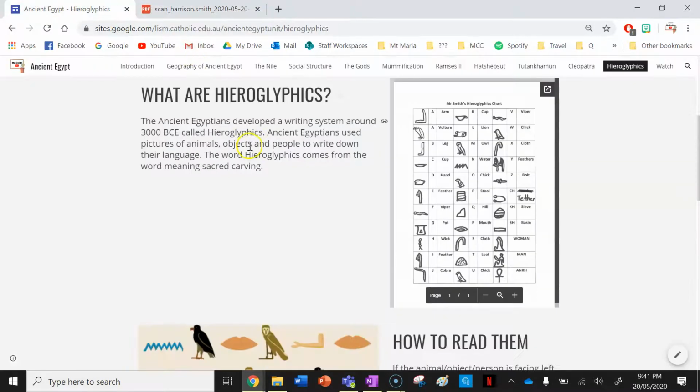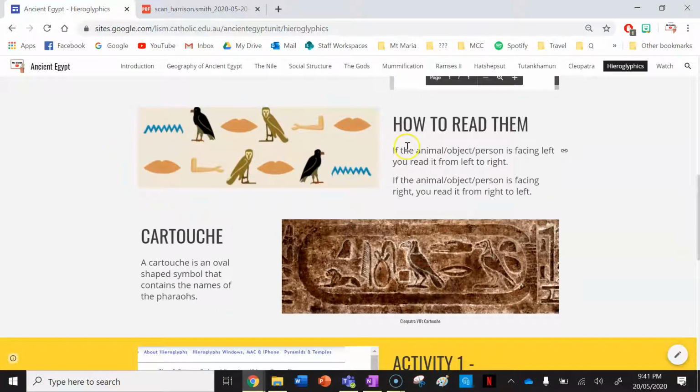So if we go back into the site here, you can see this is how to read them. So if all of the symbols are facing left, that means you read it from left to right, like how we would in English. However, if all the symbols are facing right, then you need to read it from right to left. So read it backwards. And a cartouche, lastly, is an oval-shaped symbol that contains the names of the pharaohs. And here's Cleopatra's cartouche here.